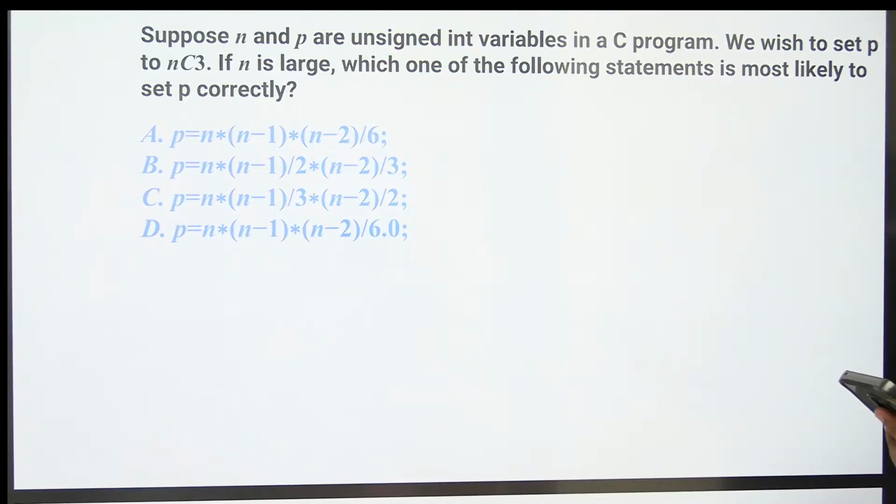Suppose n and p are unsigned integer variables in a C program. We wish to set p to nC3. If n is large, which one of the following statements is most likely to set p correctly? This is the given problem.